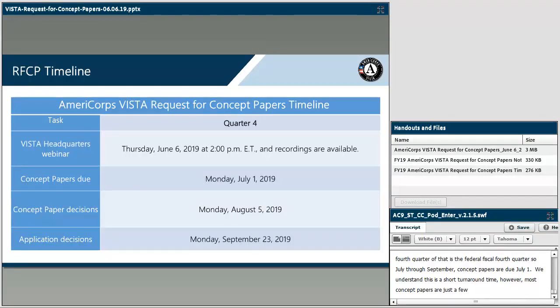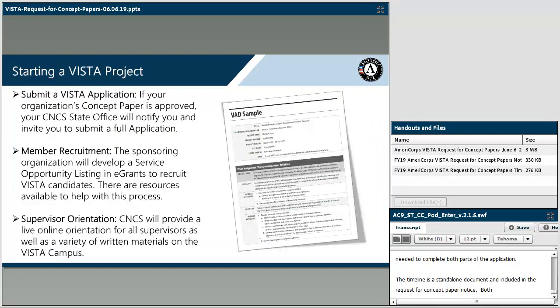CNCS staff will conduct a review and notify applicants of their decisions. If approved, the applicant will be invited to submit a full project application. To help with the concept paper and application process, VISTA headquarters has developed VISTA guidance, concept paper instructions, and application instructions, which all provide information and necessary details and guidance needed to complete both parts of the application. The timeline is a standalone document, but is also included in the request for concept paper notice. Both of these documents can be found on the handout panel in Adobe Connect and on the VISTA website.